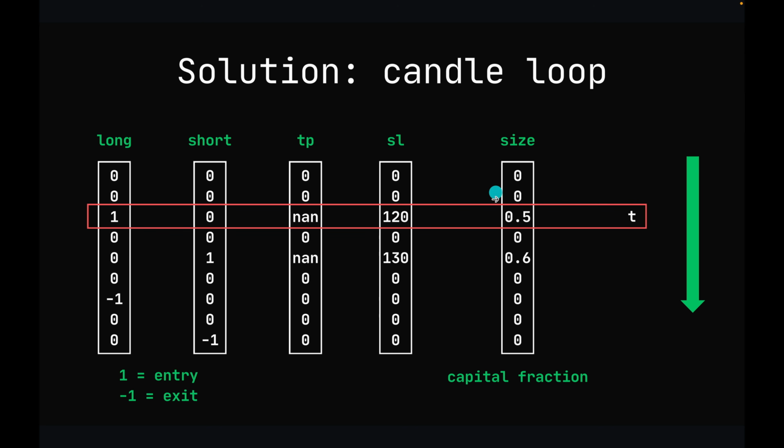And finally, the size, which is the capital fraction used for that particular position, which is very useful, for example, when I have to manage my risk. For example, I set my stop loss level and I want to lose, for example, 1% of capital if I lose a trade. So I will calculate the fraction of balance I have to use for that position.